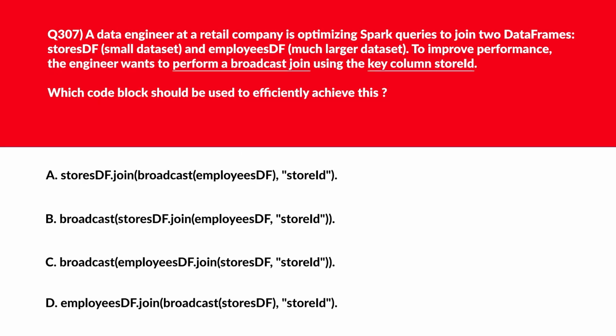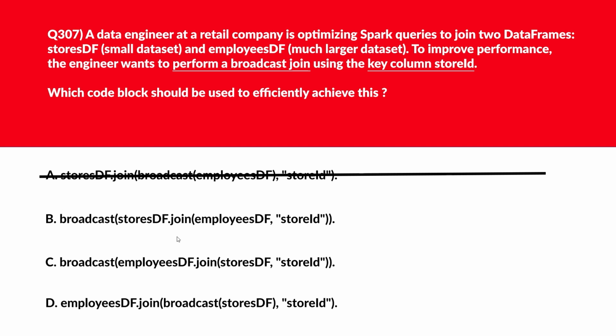Alrighty, now let's look at this. We need to perform a broadcast join using the key column store ID. Option A, broadcasting the larger data frame employees df is inefficient and not the intended use of broadcast joins. Incorrect. Option B, broadcasting the result of the join is invalid and doesn't optimize execution.